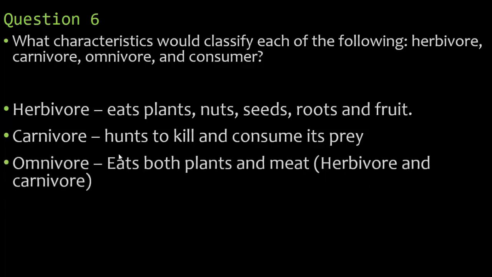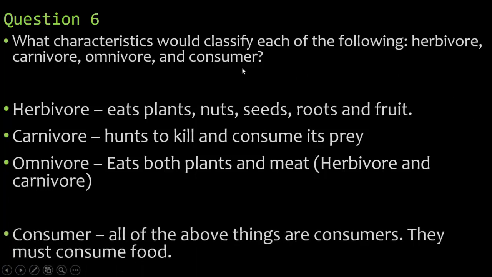An omnivore is a combination of a herbivore and carnivore. So it's going to eat one of these things as well as hunting and killing and consuming its prey. So it's a combination of a herbivore and carnivore, eats both plants and other animals. So how does that relate to consumer? Well, all of these things, a herbivore, carnivore, and omnivore, they're not primary producers, they are consumers. They must consume food to get their energy.